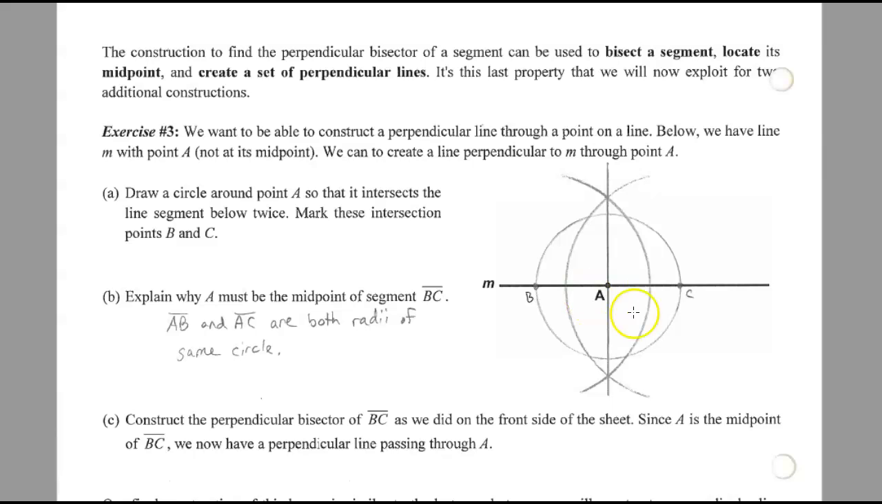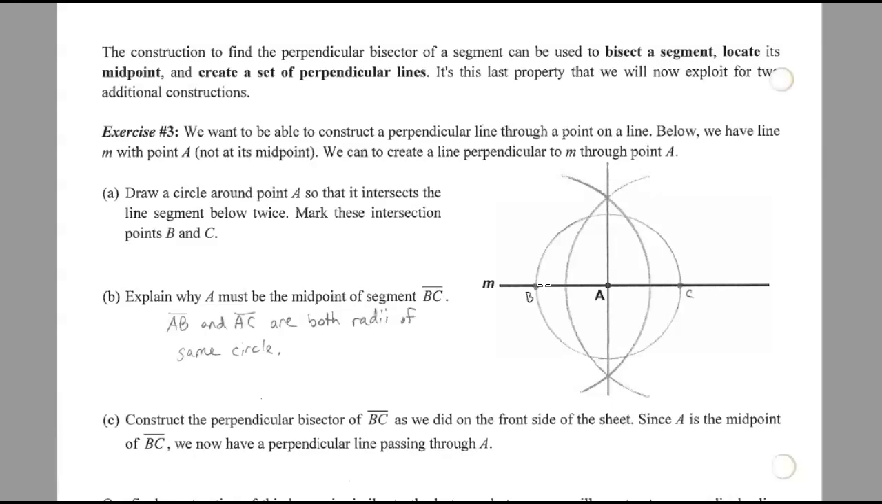So if I have my compass anchored here at A, I can make any size circle that crosses through the line twice. Where that circle hits the line is going to be equidistant from A, just by the way a radius works. So you know you have equal segments surrounding point A equally.